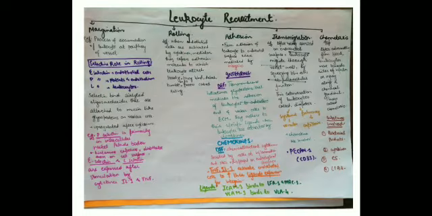Let's talk first about leukocyte recruitment. It involves margination, the process of accumulation of leukocytes at the periphery of the vessel. Rolling: when endothelial cells are activated by cytokine mediators, they express adhesion molecules to which leukocytes attach loosely. They bind these molecules on the endothelial surface by a process called rolling.